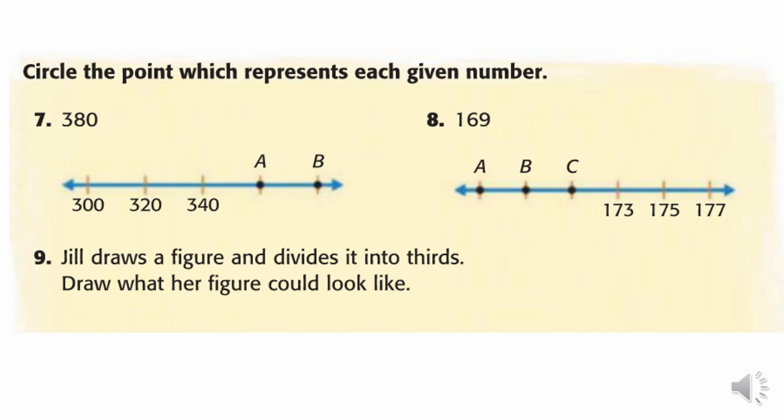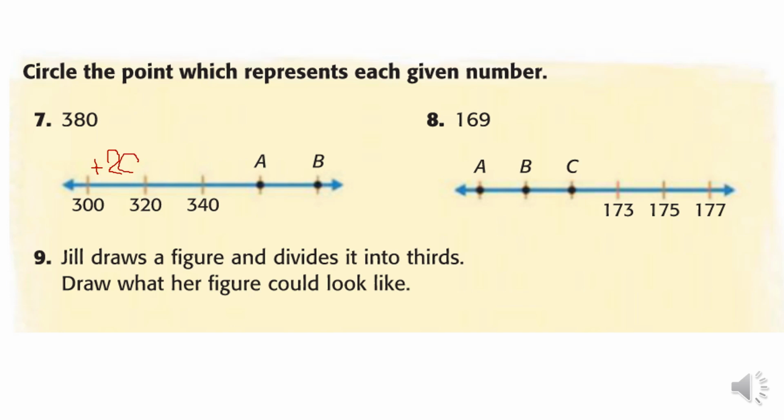In this one, they're asking you to circle the point which represents each given number. They're giving you a number line, and they apparently are skip counting by a certain number. In the first one, number 7, they're skip counting. Let's see, they go from 300 to 320. How much do you think they are skip counting by?